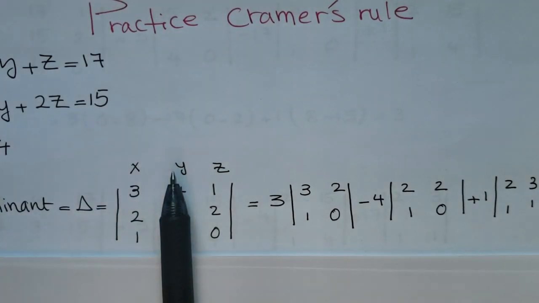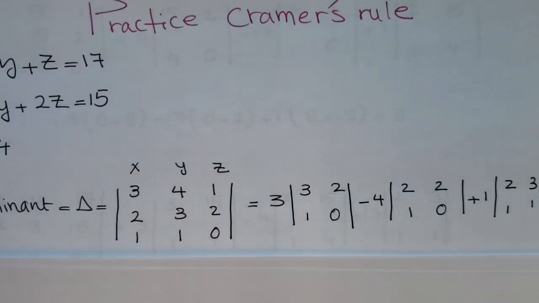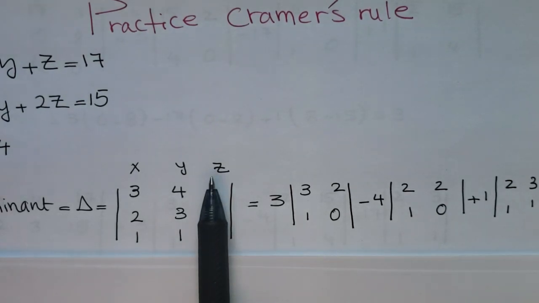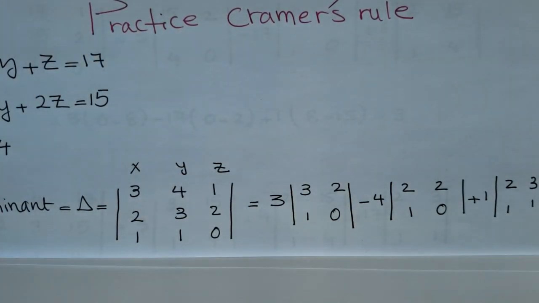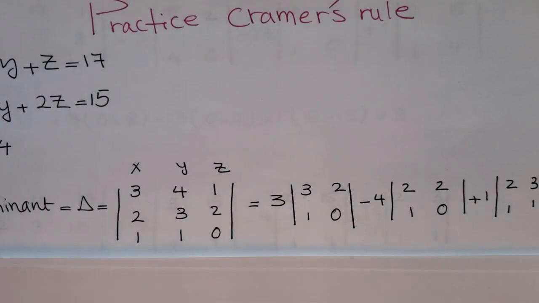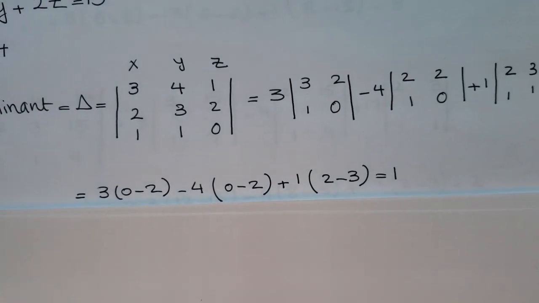So negative 4 times a 2x2 matrix. And then the third element is 1, and if we consider the third element, we are left with 2, 3, 1, 1. So here we broke the 3x3 determinant into three 2x2 determinants. Now let's calculate each 2x2 determinant.